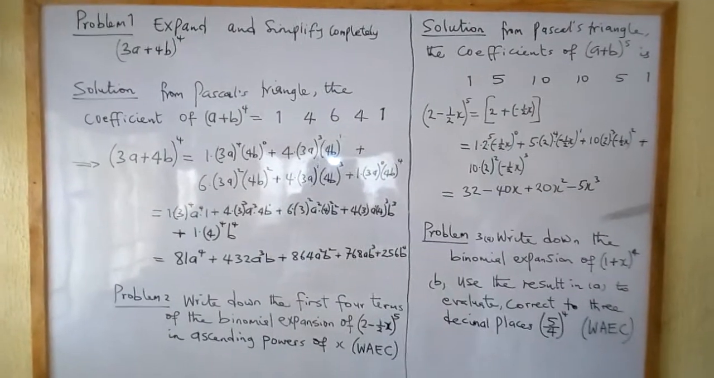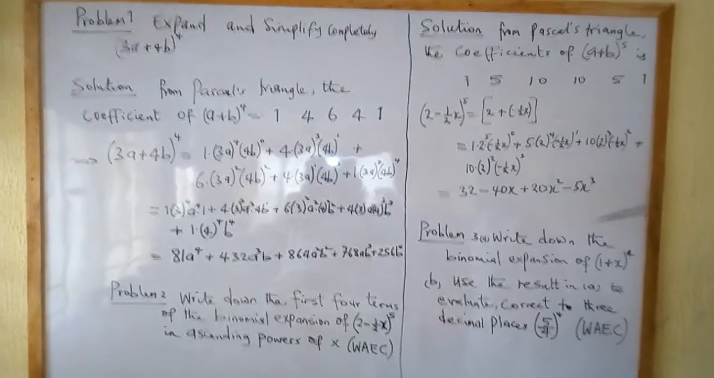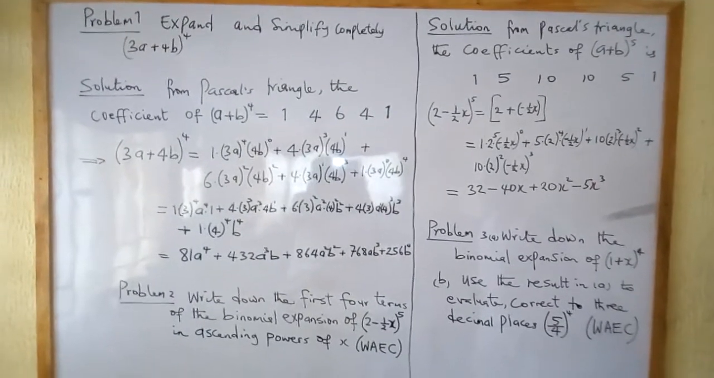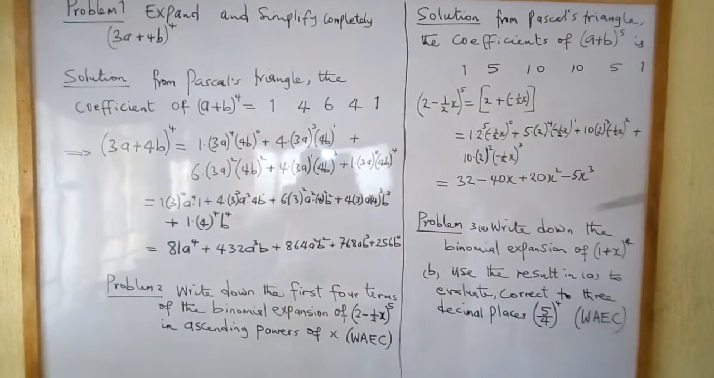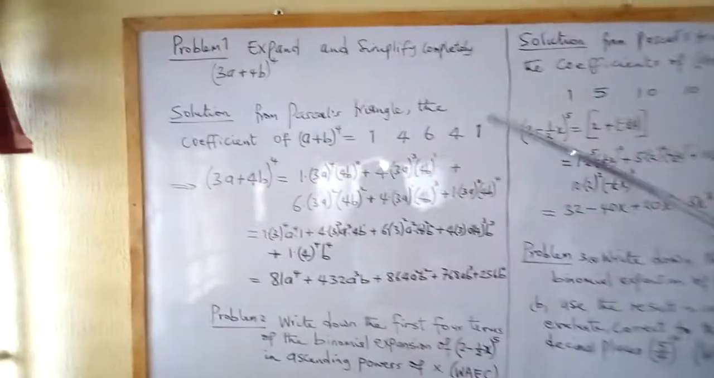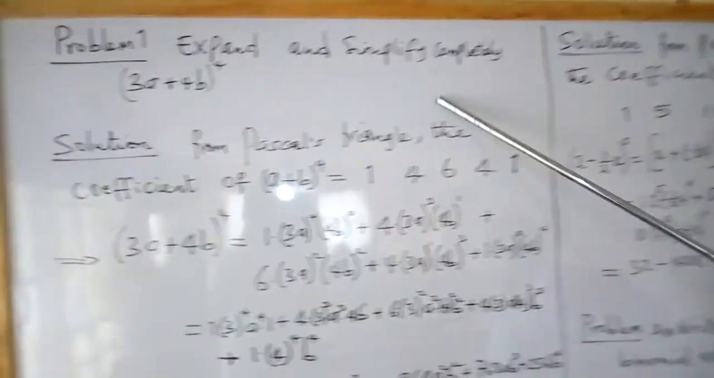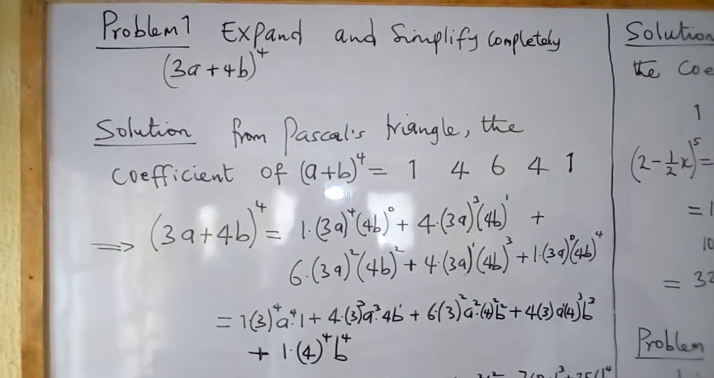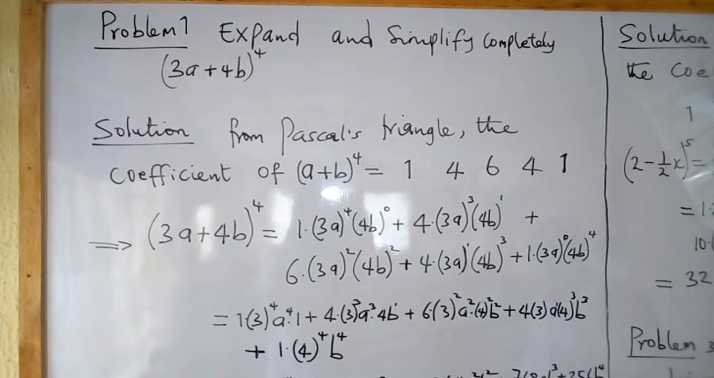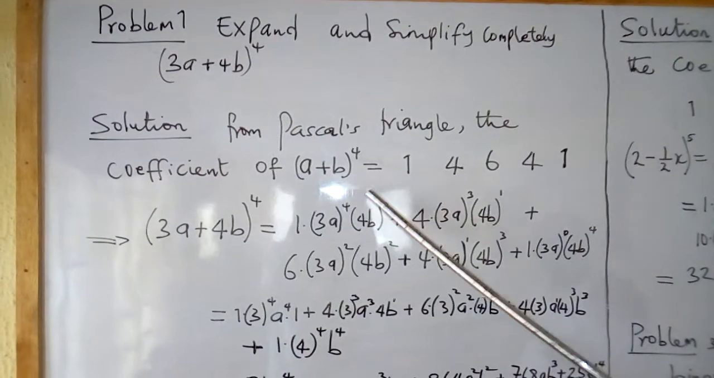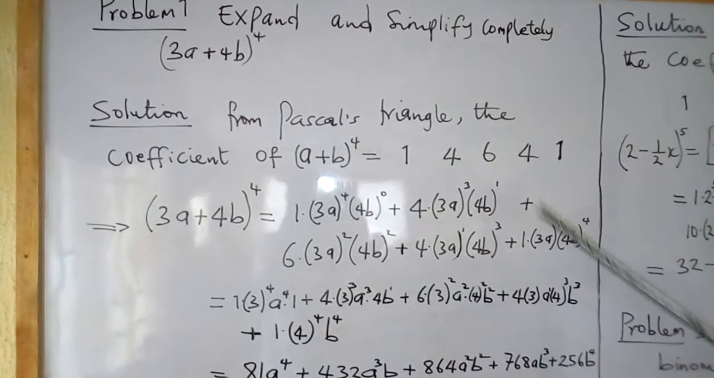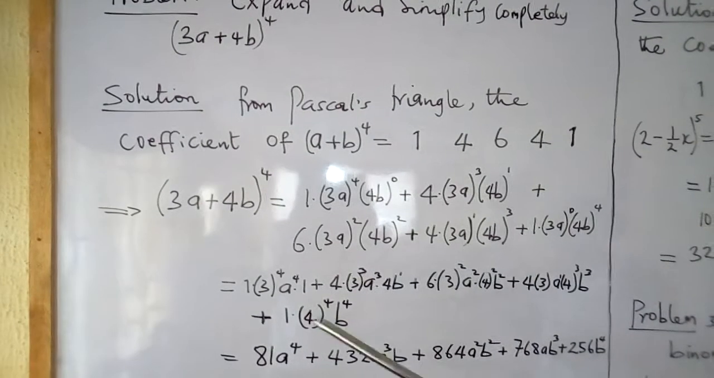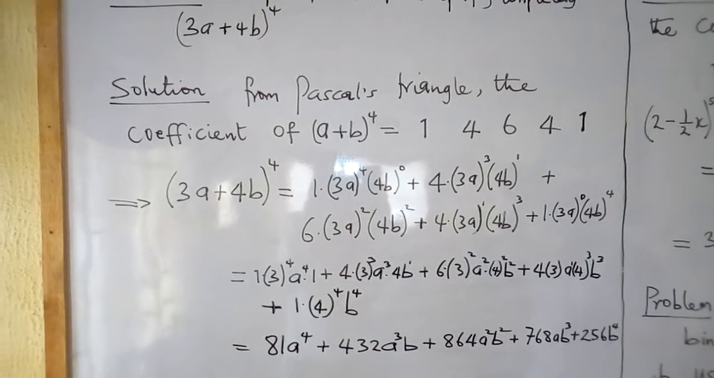Yes, as I said earlier, we are going to solve problems using the array we call Pascal's triangle. Problem 1: expand and simplify completely (3a + 4b) raised to power 4. The solution from Pascal's triangle: the coefficients of (a + b) raised to power 4 are 1, 4, 6, 4, 1. Now, what is (3a + 4b) raised to power 4?